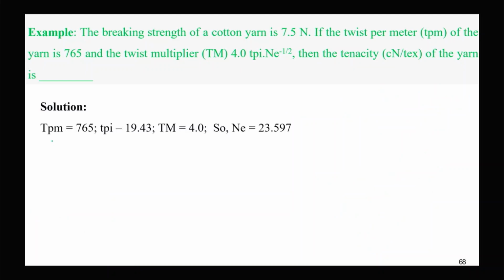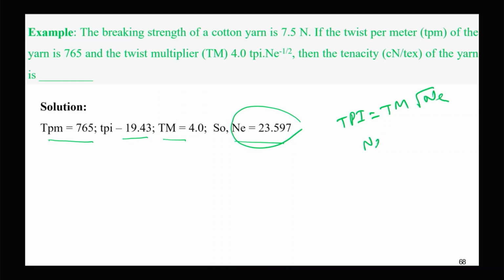TPM is 765, so twist per inch will be 19.43. It is just a conversion. TM is given, so you can calculate the English count, which is 23.597. English count is TPI by TM squared, so if we use this, we get this value, 23.597. And the tex of the yarn will become 590.5.